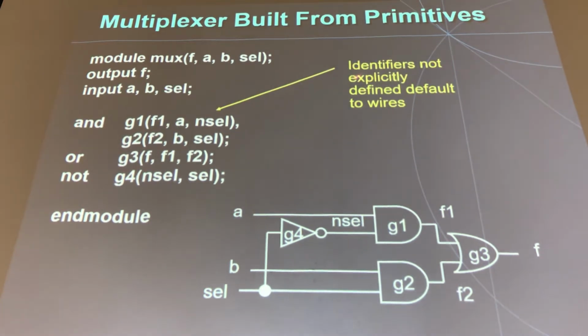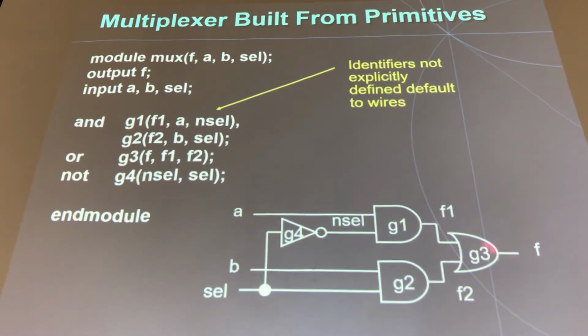Identifiers not explicitly defined default to wire. We know that F, A, B, cell are declared as input wire and output wire. But Ncell and F1, F2, these three identifiers, are not explicitly declared. Then they default to wire. These are wires if there's no declaration for these three names. Okay. Any questions?